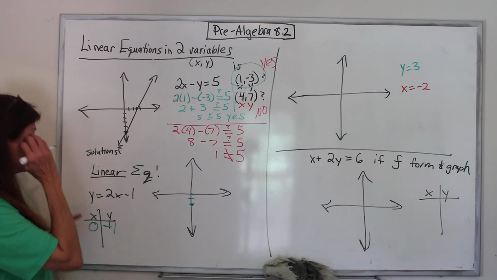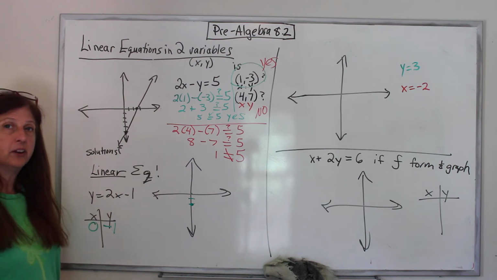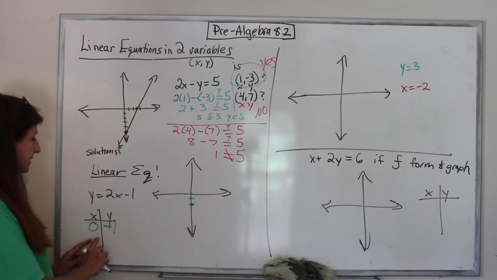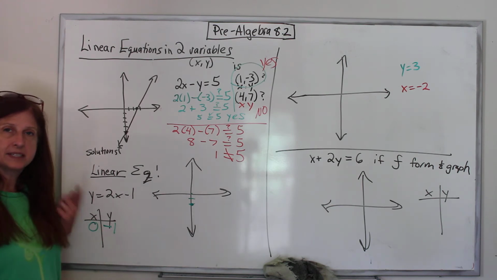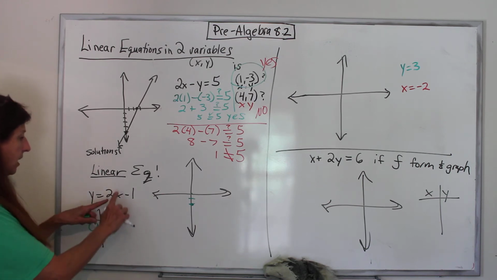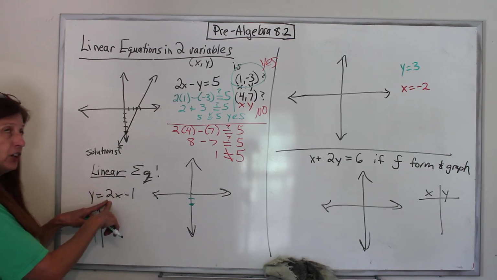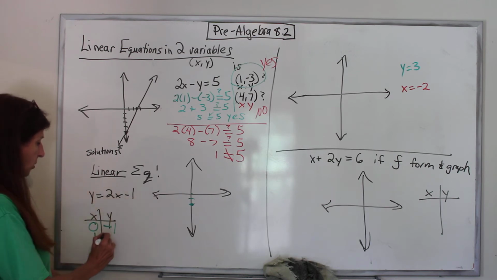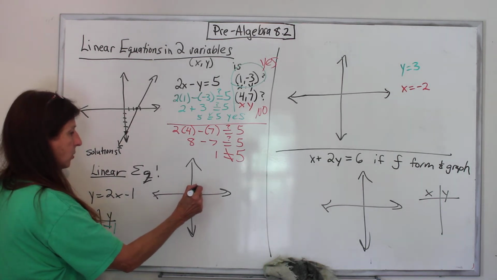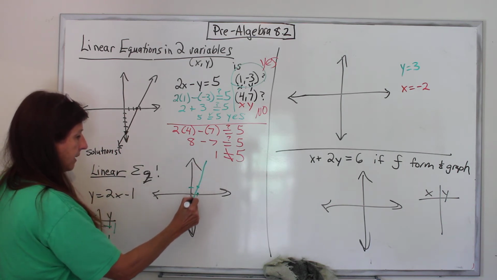Okay, so I could have picked anything. I could have picked 32 halves, but I don't want to because I'm lazy. X is 0 is the easiest number. Now what's the second easiest number? 1, right? So I'm going to do 1 next. 1 times 2 is 2. 2 minus 1 is 1. So my next point is X is 1, Y is 1. There's the dot, and there's my line.